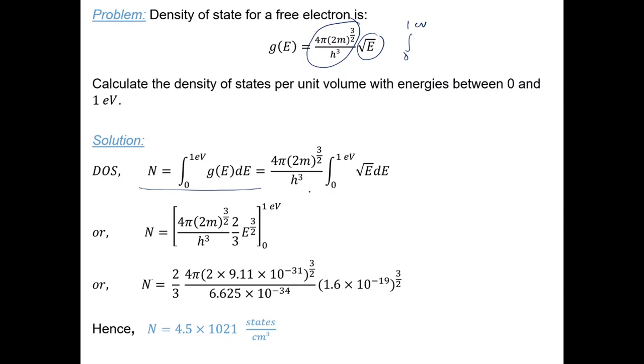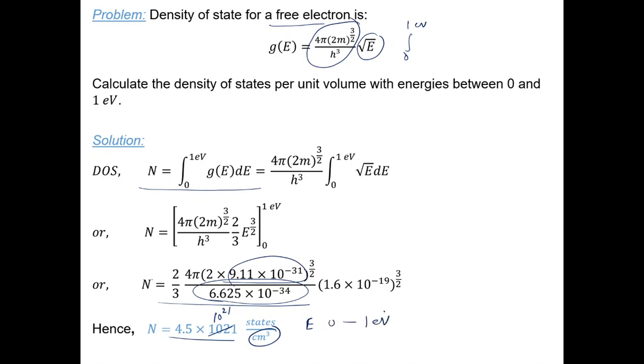We go all the way down and feed all the values. We know pi, we know the value of m, we know the value of h. It says that this is a free electron, so we feed the mass of the free electron and the value of h here, and as a result we get 4.5 times 10 to the power 21 states per centimeter cube in the energy range of 0 to 1 electron volt.